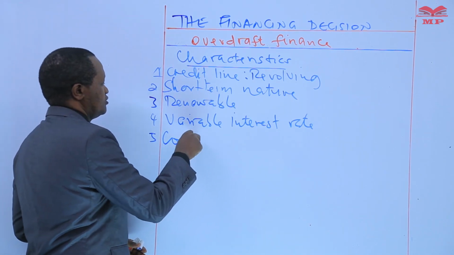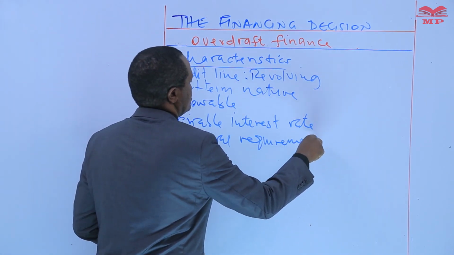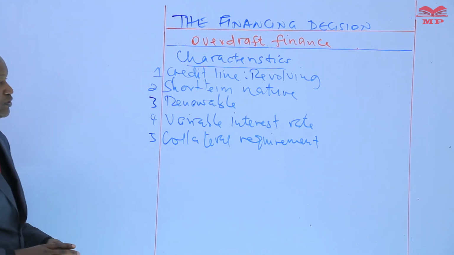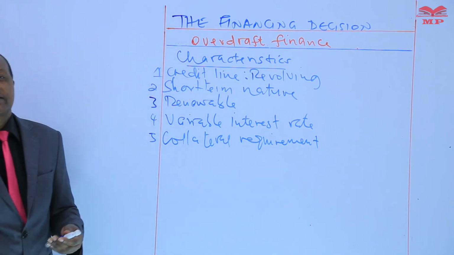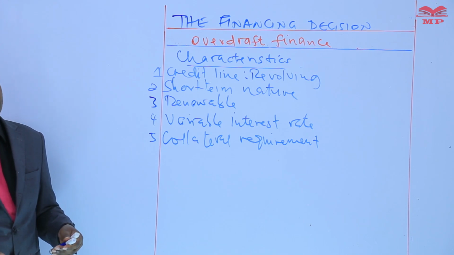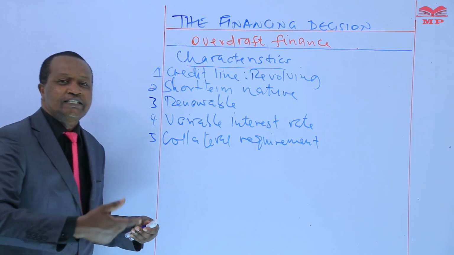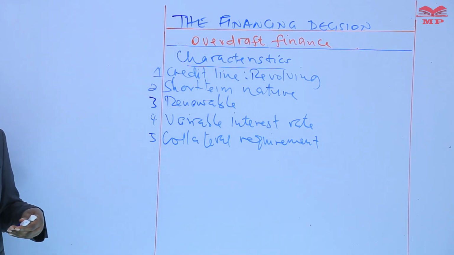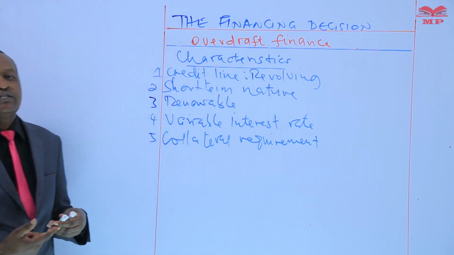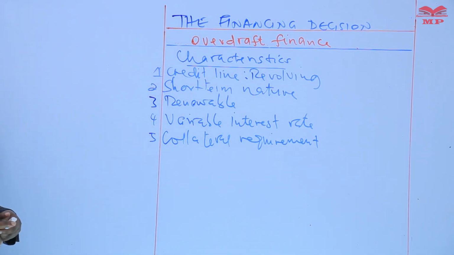Number five, collateral required. There are some overdrafts that may require collateral, others may not require collateral. Overdrafts may or may not require specific collateral. For example, you may have secured overdrafts. You may have unsecured overdrafts. Secured overdrafts have a lower interest rate, while unsecured overdrafts have a higher interest rate.